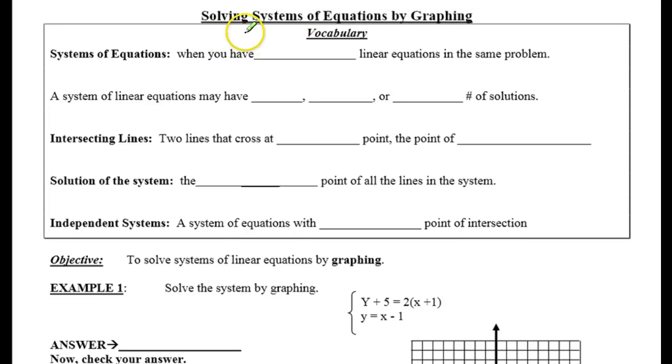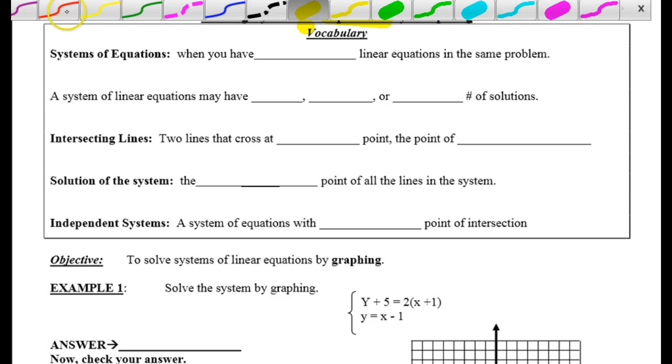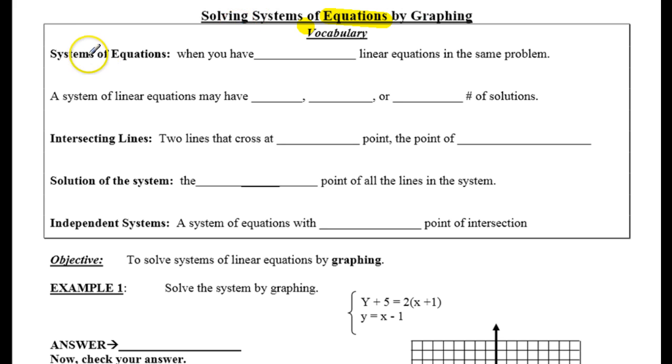Alright, so now keeping with our systems, now we're going to be looking at solving systems of equations. We just did inequalities. Now we're going to do the same thing with the system of equations, still by using the graphing method. Alright, so for some vocab, systems of equations are when you have two linear equations in the same problem. Okay? And a system of linear equations may have either one, none, or infinite number of solutions.